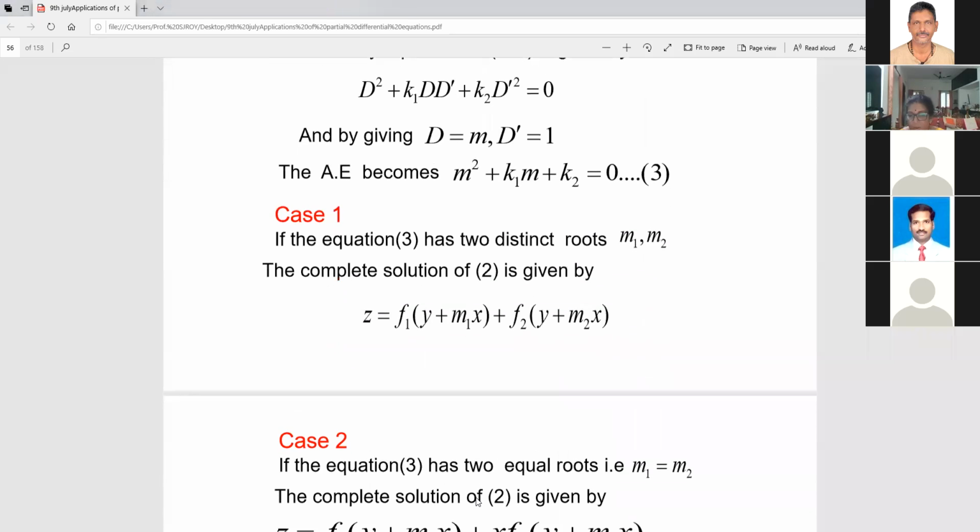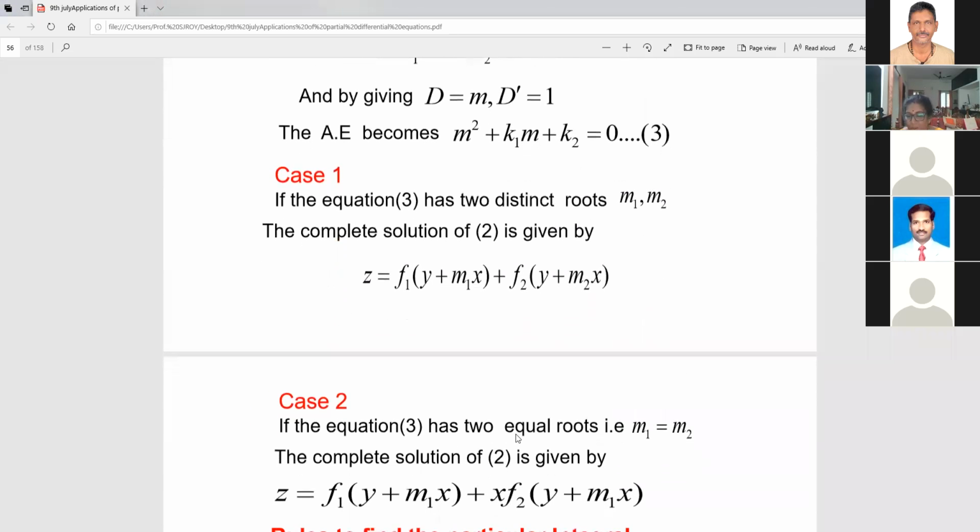Okay. If two are the same, then we know this story: the extra factor x will come.